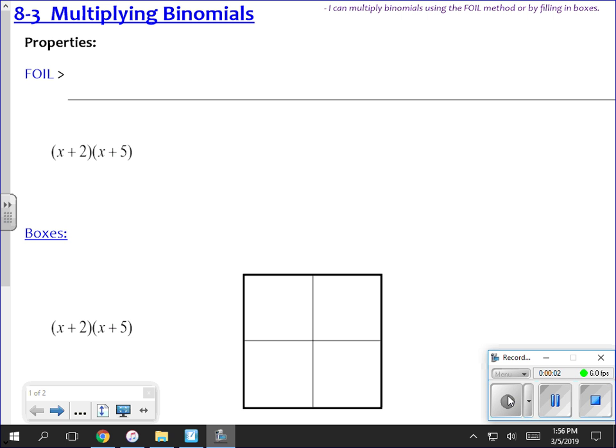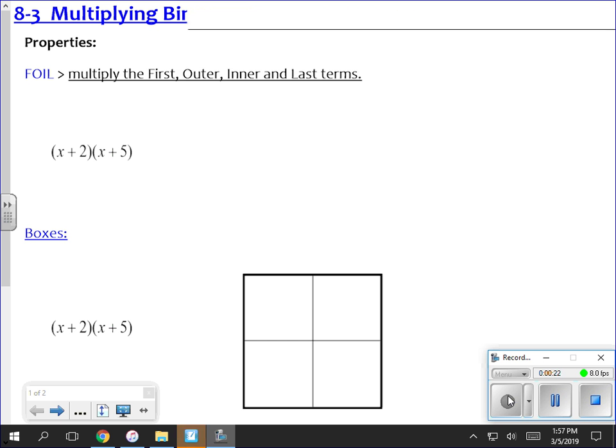Today we are going to work on multiplying binomials and polynomials, as a step forward from that. Binomials, two terms. So we're going to multiply a two-term polynomial times a two-term polynomial. There are two basic methods to do this. The first one, FOIL. I like FOIL. FOIL works well.